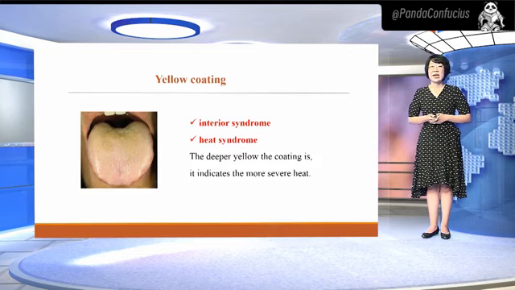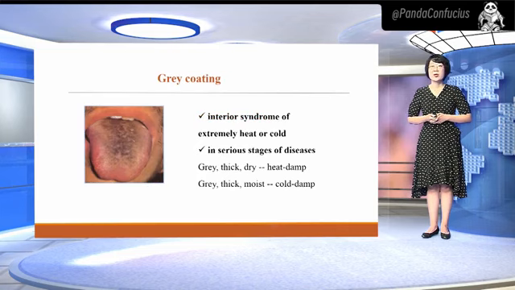Yellow coating. It indicates interior syndrome, heat syndrome. The deeper the yellow the coating is, it indicates the most severe heat. Gray coating. It means interior syndrome of extreme heat or cold and can be seen in serious stages of diseases. Gray, thick, dry means heat damp, while gray, thick, moist means cold damp.